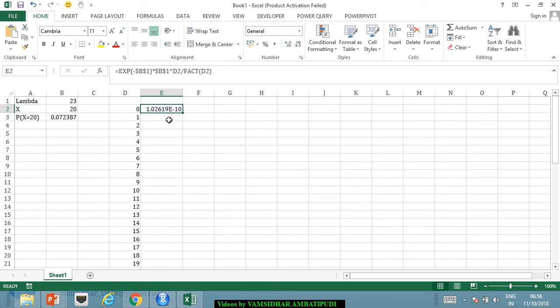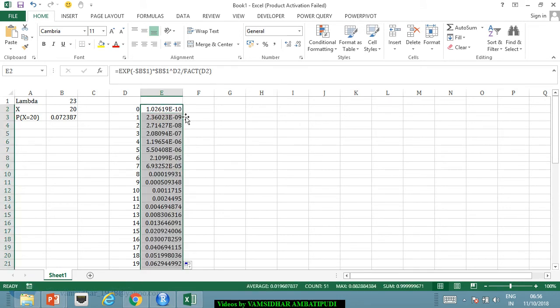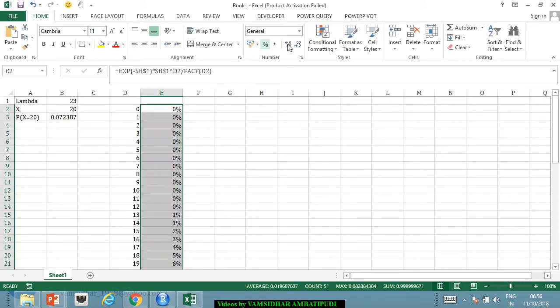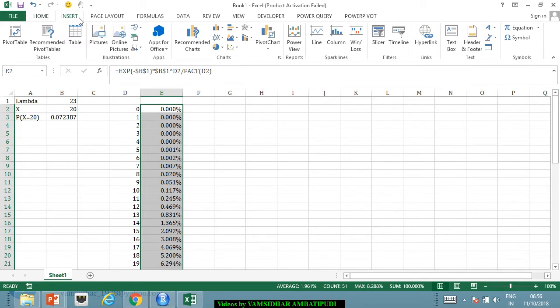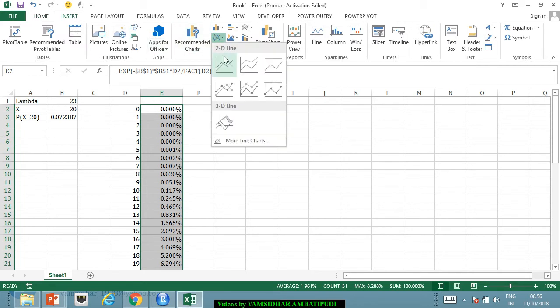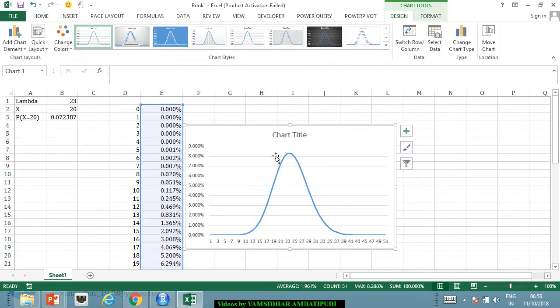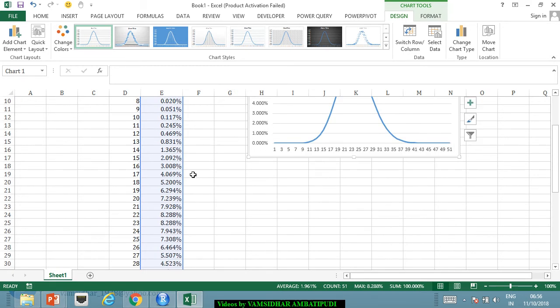So you could see that getting 0 phone calls is almost negligible. If you want, you can convert it into percentages, and if I sum it up, overall it comes out to 100%. And if I try to plot the graph of this, here it comes out more or less as a bell curve.